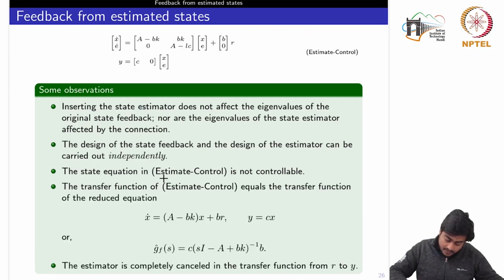Now talking about the transfer function. If we compute the transfer function of this one, it basically equals the transfer function of the reduced equation of this one, which we had already seen as G hat F, the transfer function of the feedback system. It is given by this one. And as a consequence of this, the estimator is completely cancelled in the transfer function from R to Y. Right? Because the last equation, which is E dot is equal to A minus LC times E, is a homogeneous system, and this won't appear anywhere in the input-output signals. That's why we are getting the same transfer function that we obtained when we had not used any estimator.